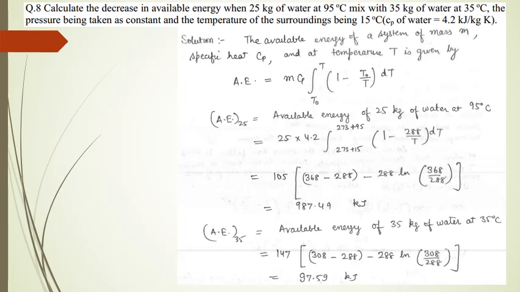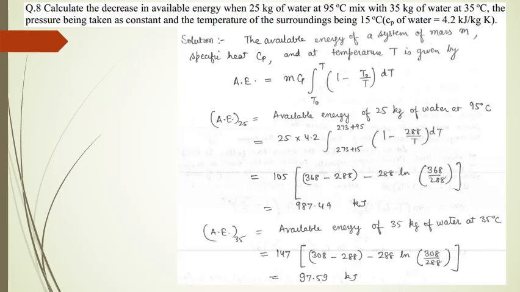per Kelvin. The available energy of a system of mass m, specific heat Cp, and temperature T is given by the expression m Cp into the integration of the expression 1 minus T naught upon T dT from the limit T naught to T.